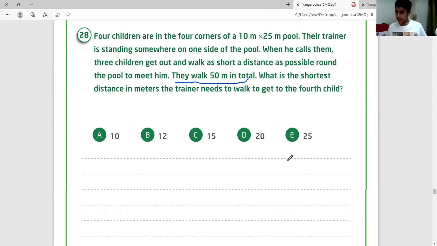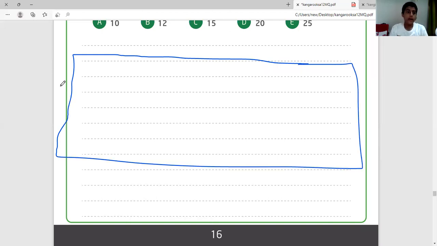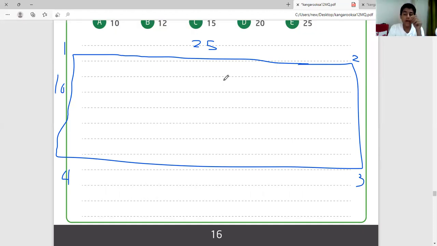So to make it easy for us, let me draw it. This is a swimming pool. He says it is rectangle. Here 10 centimeters, here 25 centimeters. There is 1 children sit here, 2, the second children here, the third and the fourth is here. So here he says that the teacher or the trainer is sitting anywhere here, choose anywhere. But it should be that the 3 students, 1, 2, and 3 will come for him in 50 meters.